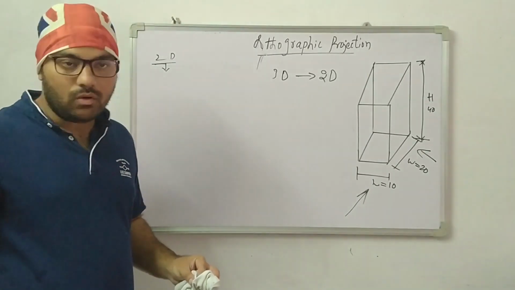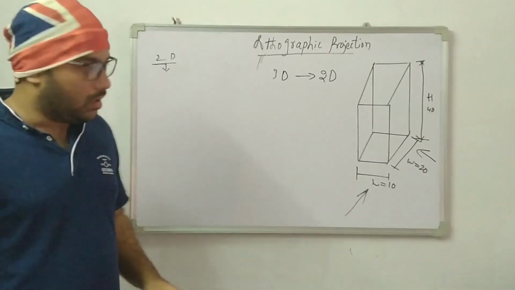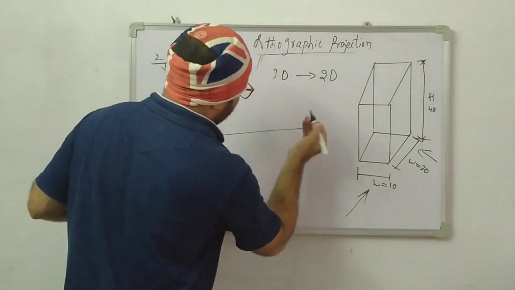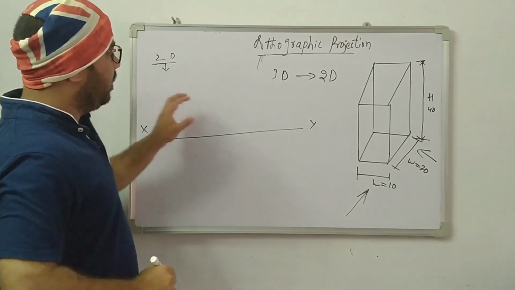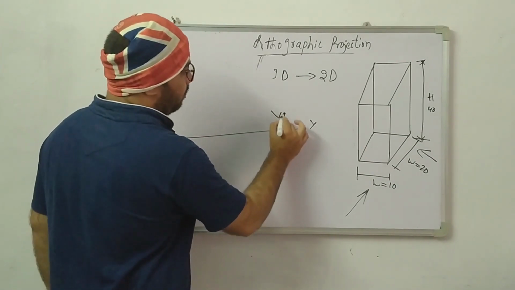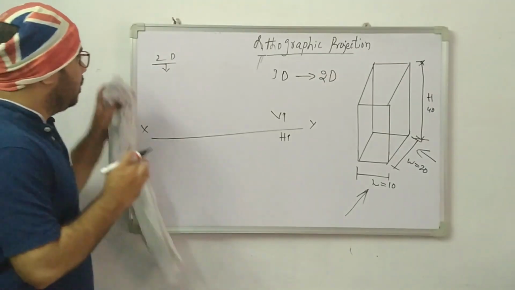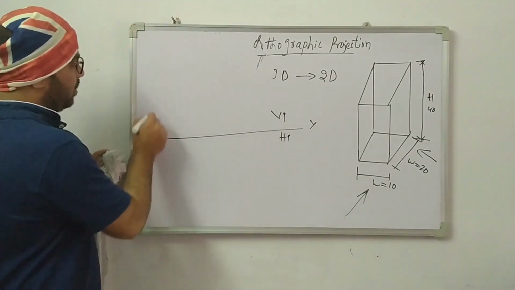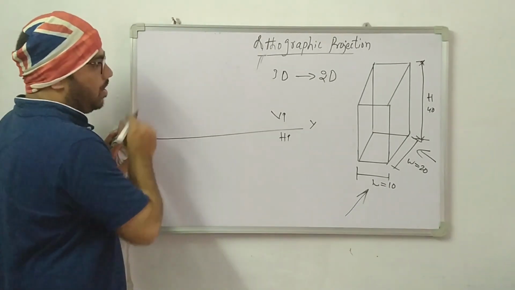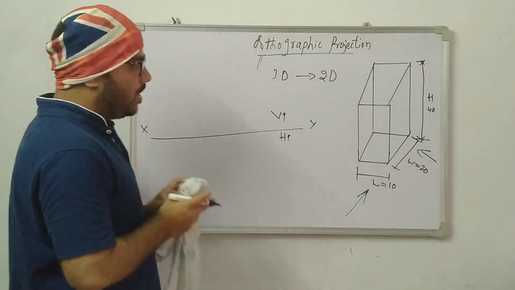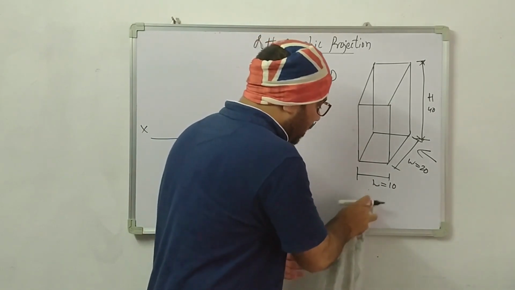Now how do we construct the two-dimensional views? Let's start. Draw the reference line x and y. This is my vertical plane and this is my horizontal plane. With respect to the reference line, maintain some distance, let us say 20 or 30 mm. From there onwards draw the length. While constructing the front view, we have to see the direction given in the problem.